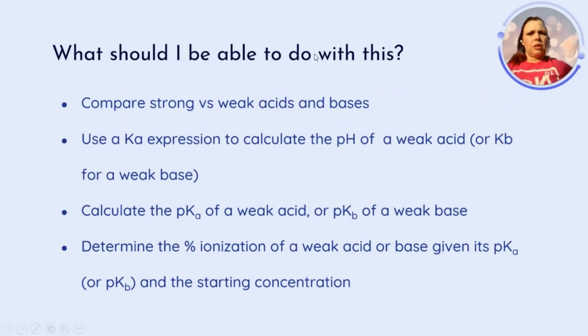So what should you be able to do with this? Well, you should be able to compare strong versus weak acids and bases, also with particle diagrams. If that doesn't seem like something you could do, there's a really great set on strong and weak acids and bases, so I'd really recommend you go look at that. Use a Ka expression to calculate the pH of a weak acid or a Kb for a weak base. Calculate the pKa of a weak acid or the pKb of a weak base, and then determine the percent ionization of a weak acid or base given its pKa or pKb and the starting concentration, or also if you're given the pH. And that is it for this one.